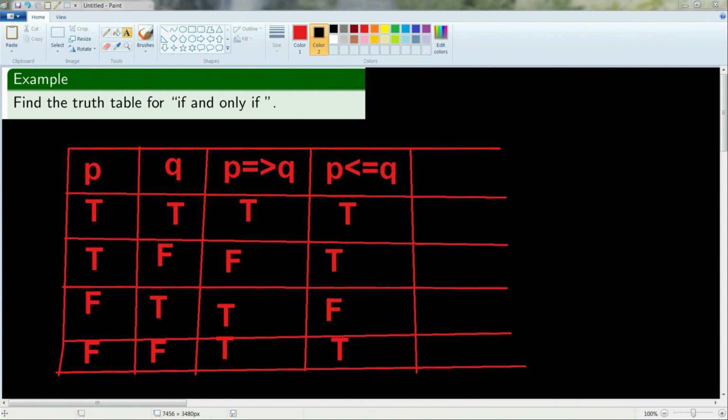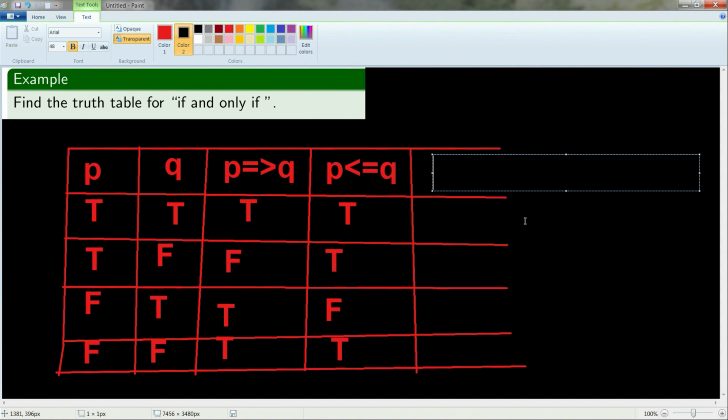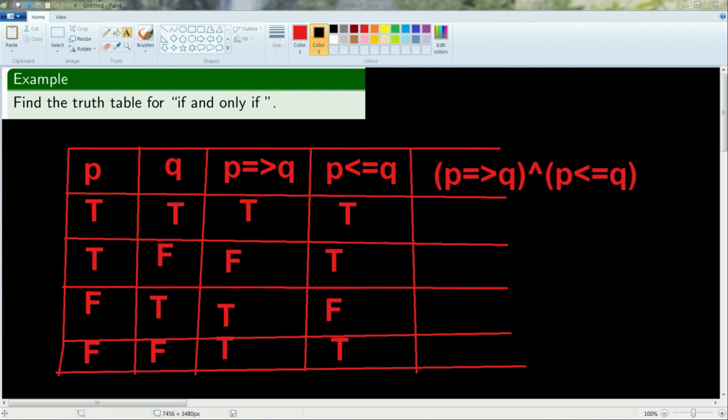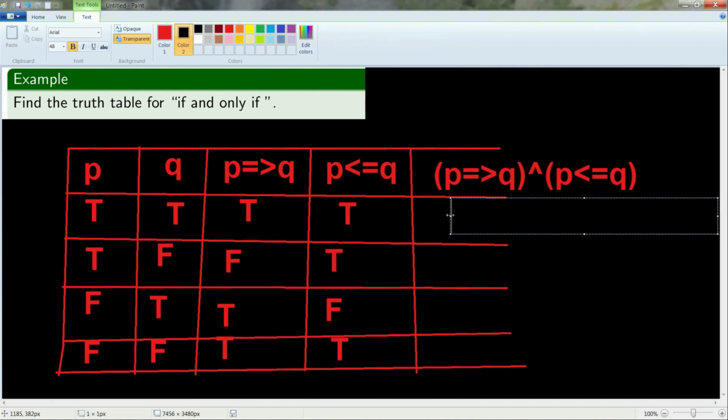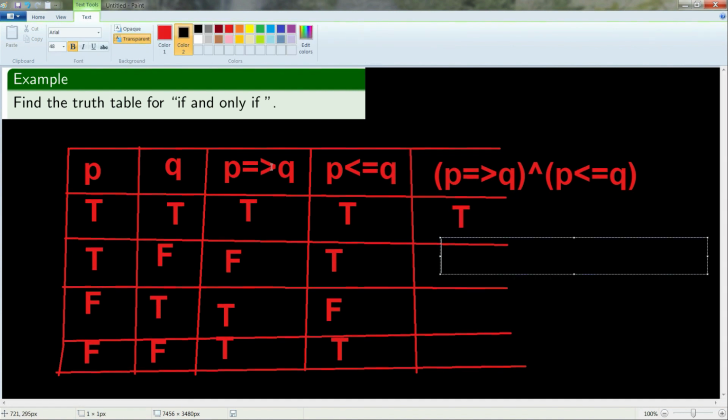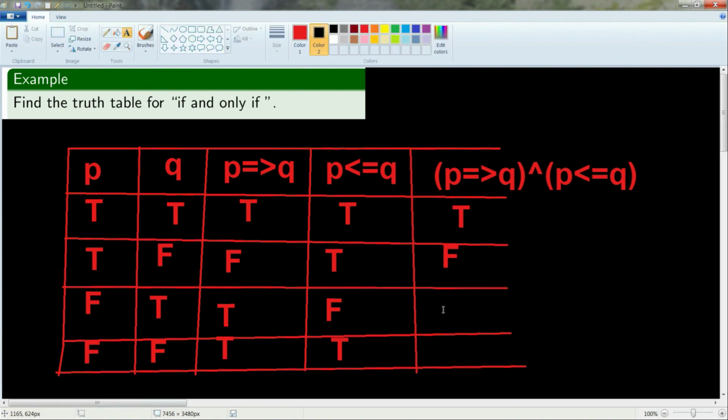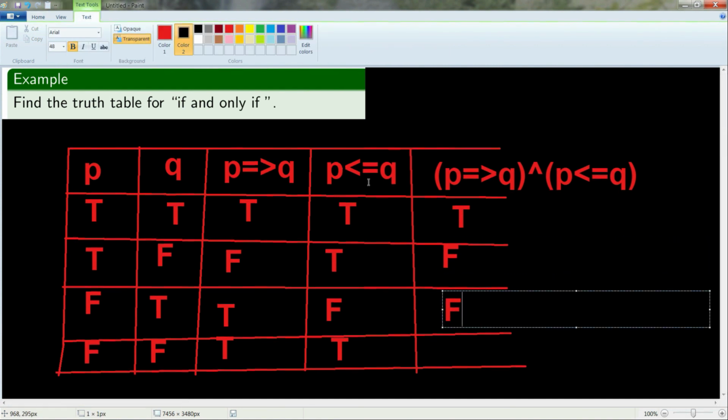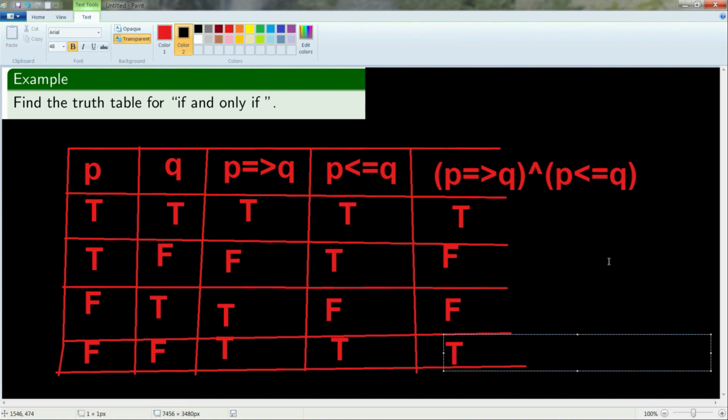Okay, so now to build the truth table for if and only if, I need to build an entry in this table where this statement is true and this statement is true. So explicitly, to use our symbolic notation, I need to build the truth table for P implies Q and P is inferred by Q. So now, when is this column true and this column true? Well, looking down the line, it's true for this case. It's false for this case because P implies Q is false. It's false for this case because P is inferred by Q is false. And it's true in this case.